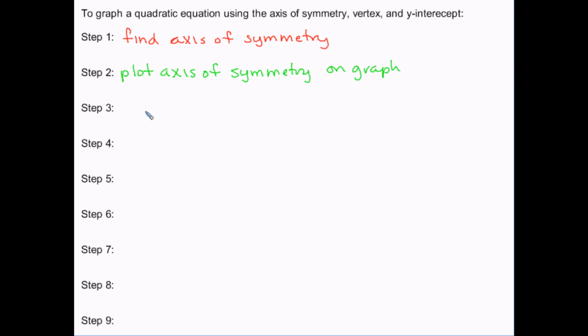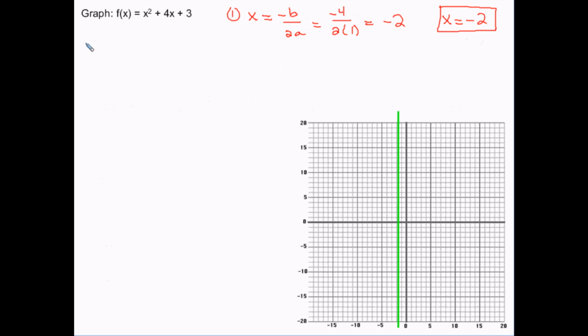The next thing we want to do after we've plotted our axis of symmetry is we want to find the y value of the vertex. Okay. We already have the x value from step 1. Okay, so here's my x value. So here's step 3. I'm going to plug in -2. And I get 4 minus 8 plus 3, which gives me -1.